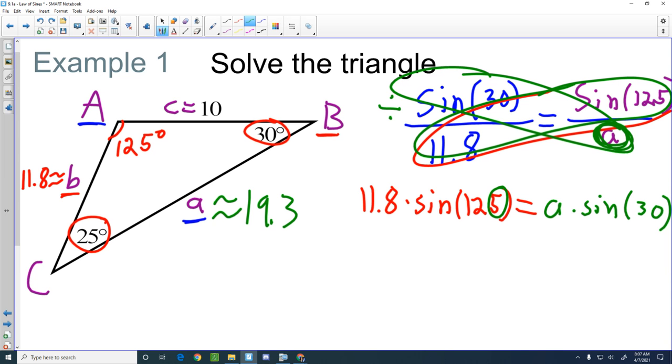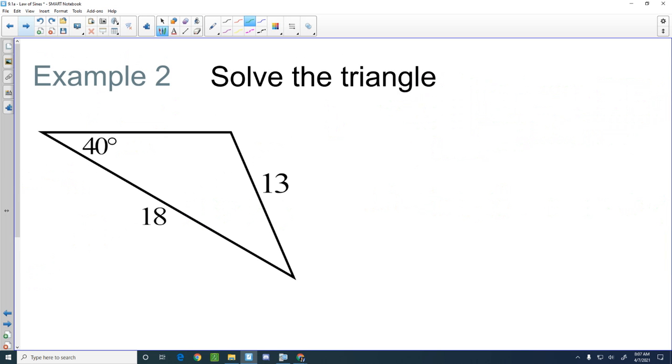All right. So that's how we use the law of sines. What do you think? Is this like the most difficult, craziest thing in the world you've ever done? No, it's not bad at all. Any questions on this before we practice a few more? All right, let's see you do one on your own. Solve the triangle.